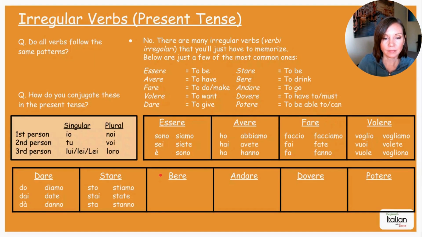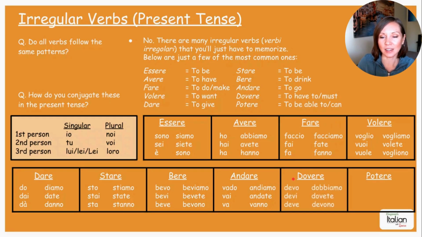Bere: bevo, bevi, beve, beviamo, bevete, bevono. This is very different, very, very irregular. Andare: vado, vai, va, andiamo, andate, vanno. Dovere: devo, devi, deve, dobbiamo, dovete, devono.